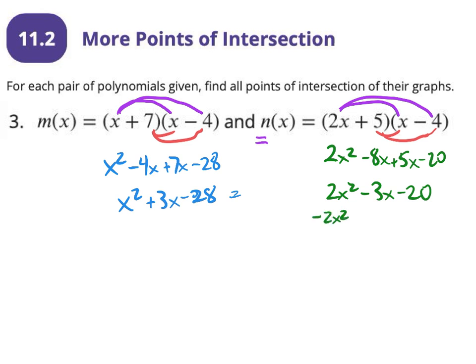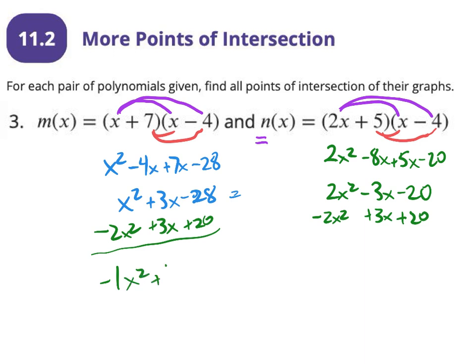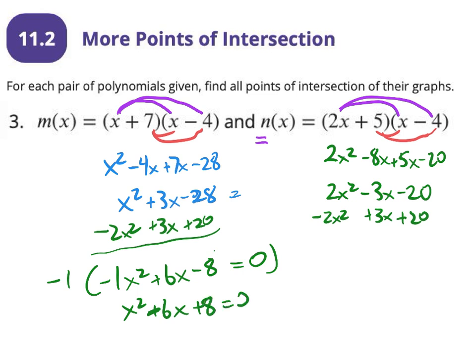Put everything over on the left side. So we're going to subtract 2x squared from both sides. We're going to add 3x to both sides. We're going to add 20 to both sides. Add the 2 polynomials gives me negative 1 x squared plus 6x minus 8 equal to 0. I'm going to multiply the whole equation by negative 1 because I need my leading coefficient to be positive. I get x squared minus 6x plus 8 equal to 0.